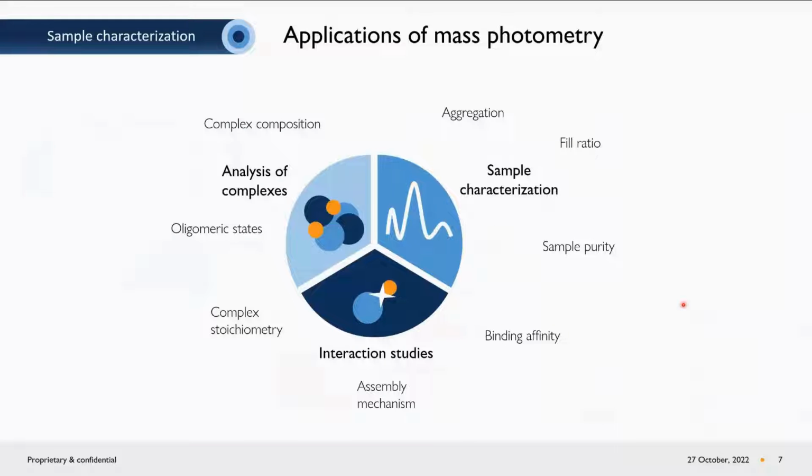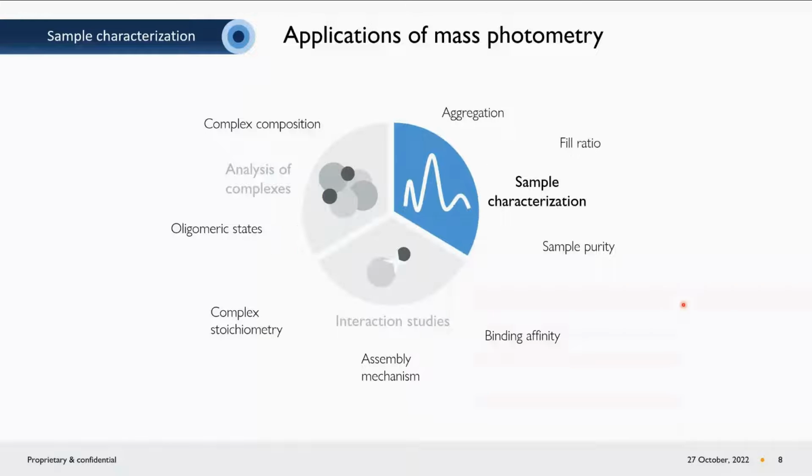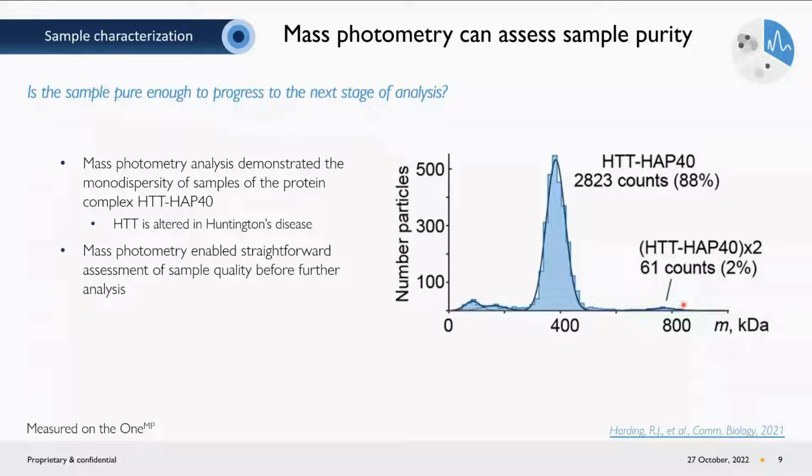Now, before talking more about the automation, I'd like to bring us all to the same page in terms of what the applications of mass photometry are and where the benefits lie. So let's start with sample characterization. A very popular application for mass photometry, especially used by structural biologists, is to quickly check whether the sample is what you expect it to be.